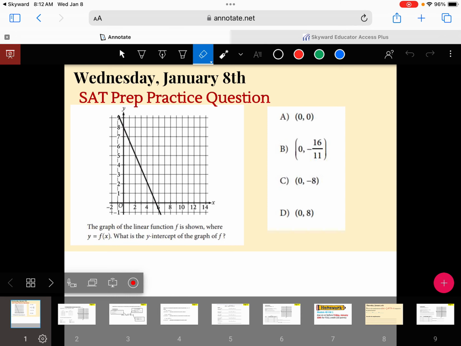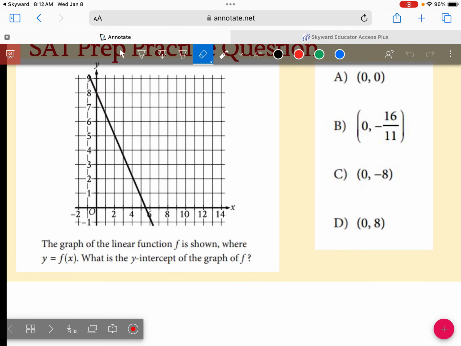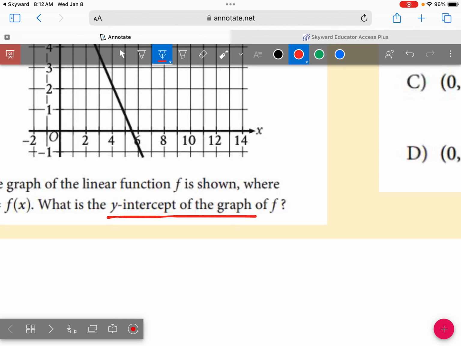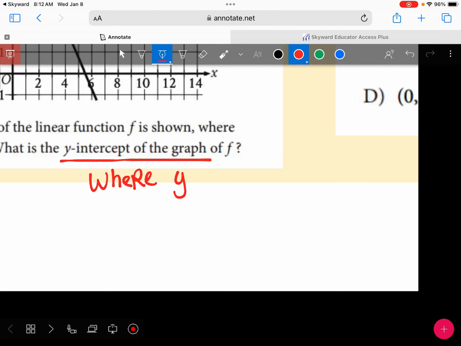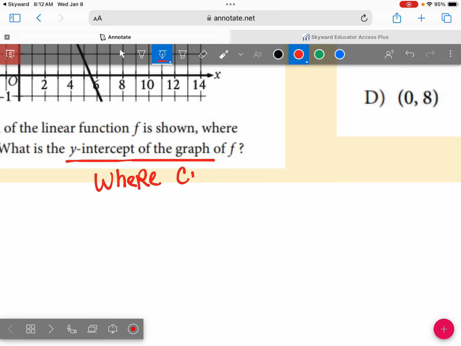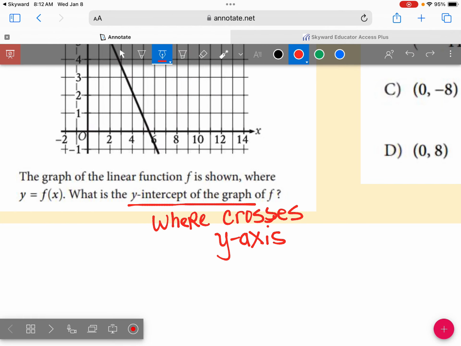Okay, so here it says the graph of this linear function is shown for y equals f of x. What is the y-intercept? So the definition of y-intercept, that is where it crosses the y-axis. That's what we're asking you. So in this graph, where does this graph cross the y-axis?